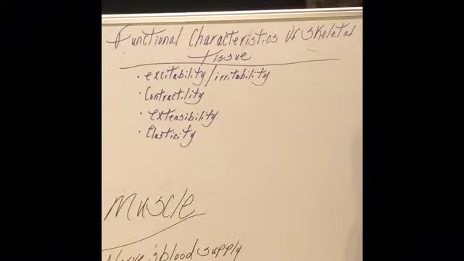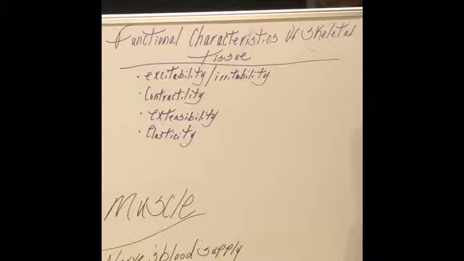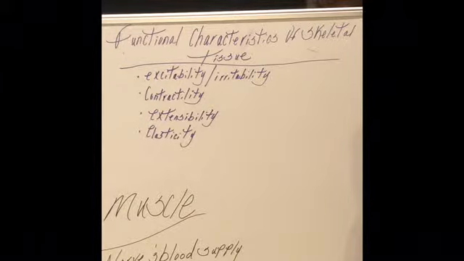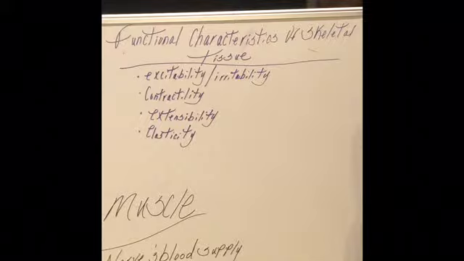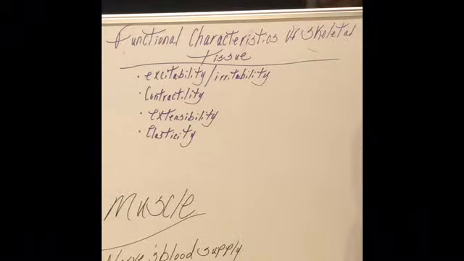Functional characteristics of skeletal muscle: excitability and irritability. Excitability and irritability is the ability to respond to a stimulus, which can be communicated chemically or electrically. Contractility is the ability of muscle cells to forcefully shorten when there is adequate stimulation. This is why muscle cells differ from other tissues within the body.